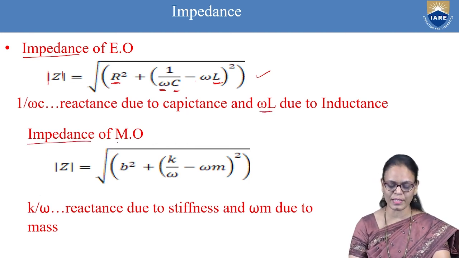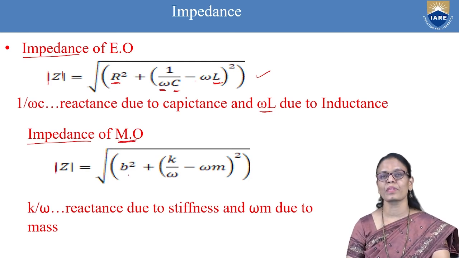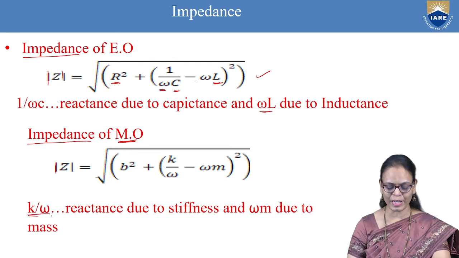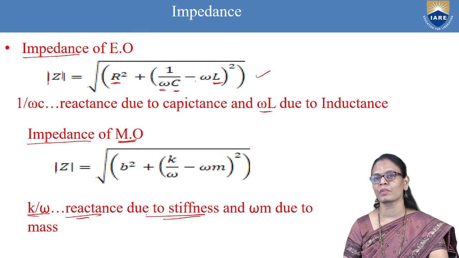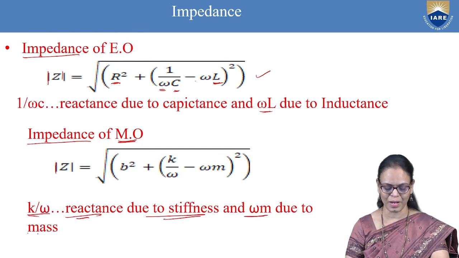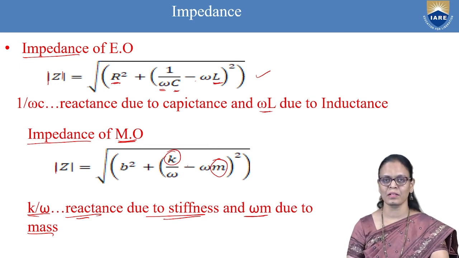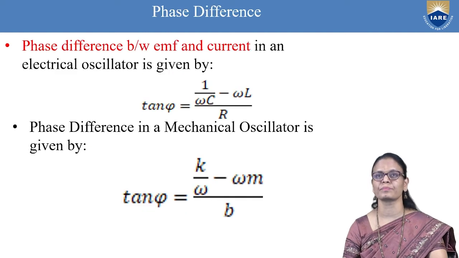Now, what is the impedance in the case of a mechanical oscillator? Z is equal to under root B square plus (K by omega minus omega M) whole square. K by omega is the reactance here due to the stiffness of the spring and omega M is due to the mass. So we have a mass M and a spring constant K. That helps us to calculate the impedance in a mechanical oscillator.